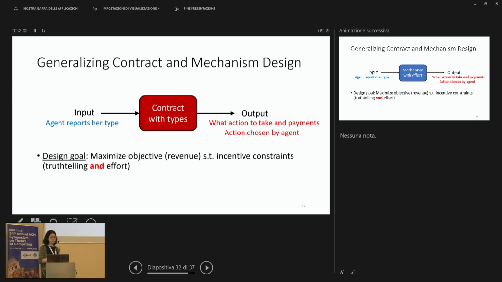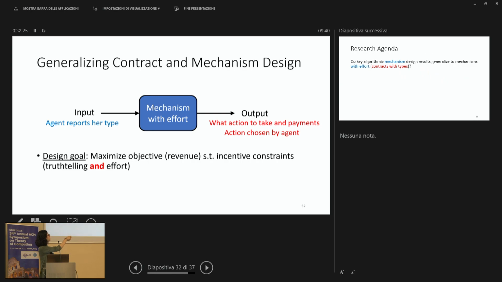The design goal here is, again, an optimization problem. You want to maximize the revenue, but you're subject to multi-dimensional incentive constraints. You need to incentivize both truthfulness and the agent to put in effort. Okay, so it sounds hard, and let me show you what we know about this. I just want to mention that this contract with types title, I could just as well give it the title of mechanisms with effort. It's a dual view of the same thing.